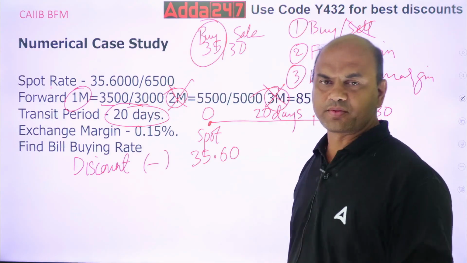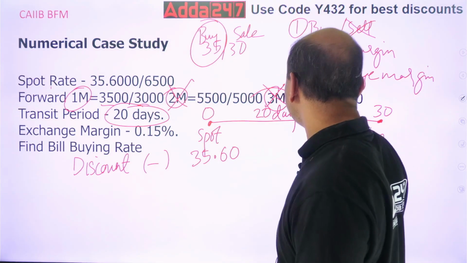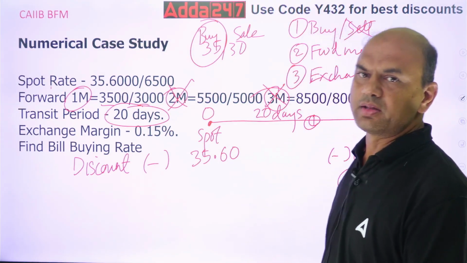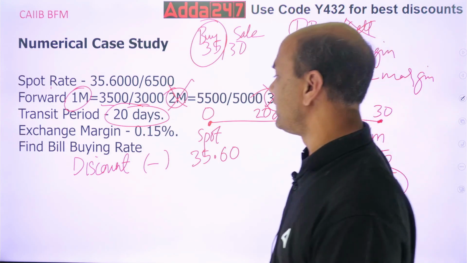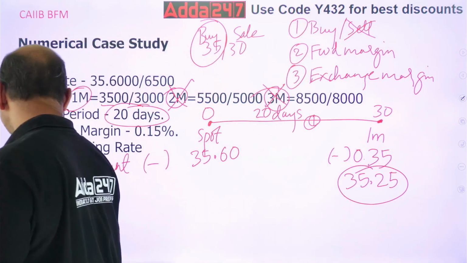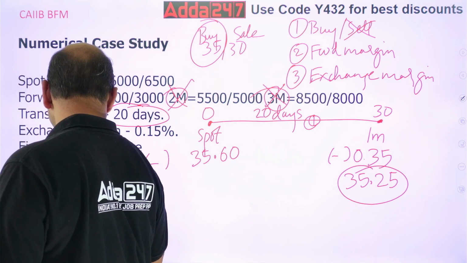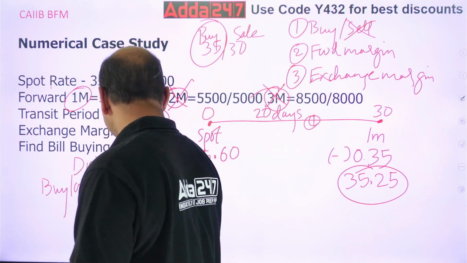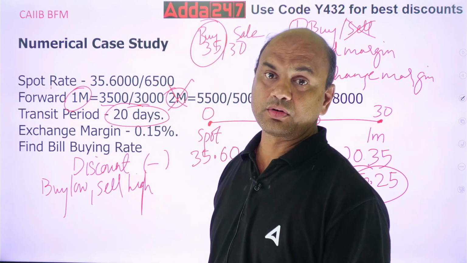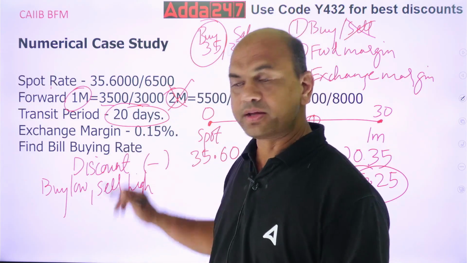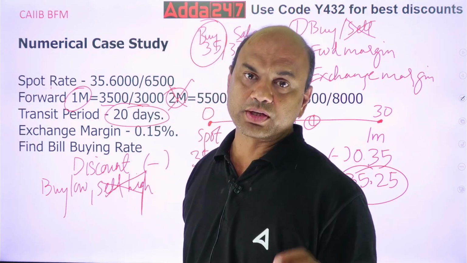Got it? Getting this, everyone? 35.25. Now what have I to do? I am dealing in 20 days. Whenever I am dealing in between, I'll have to use the concept of buy low, sell high. Kindly remember, buy low, sell high. So are you buying or selling? You are buying, so forget sell high. You will only focus on buy low, the lower rate.